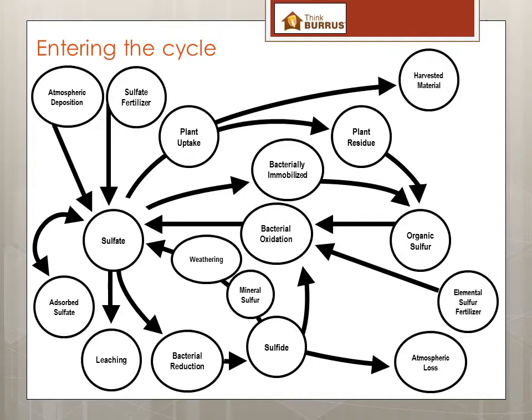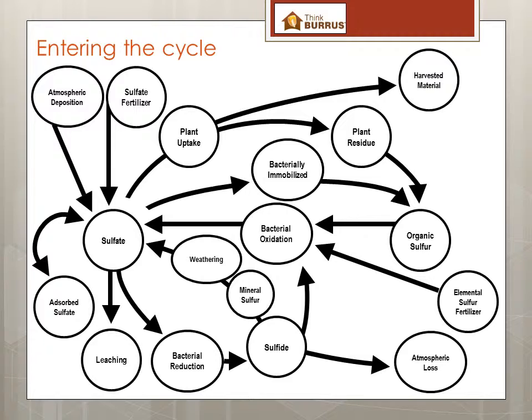We cautioned last time, and I will caution again, not to get too overwhelmed by this picture right here. This is the soil sulfur cycle, and it looks really, really complicated. We said last time what we're going to do, though, is break it into little pieces, into bite-sized sections.